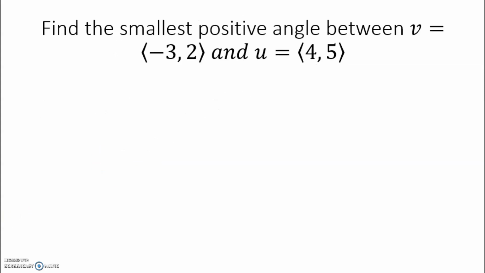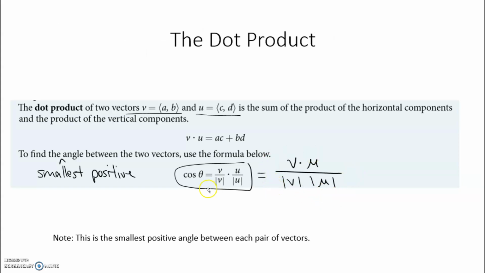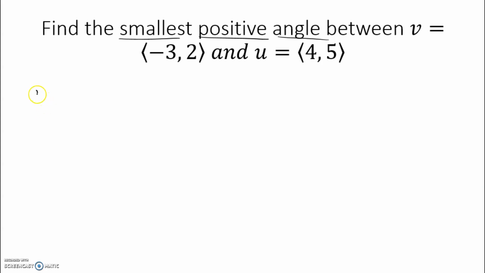Okay, and then let's find the smallest positive angle between these two vectors. So since I'm trying to find the smallest positive angle between two vectors, that means I'm going to be using this formula right here. Okay, or this one, either one, they're the same. So cosine of theta is equal to V dot U divided by the absolute value of V, or the magnitude of V, times the magnitude of U. Now most students forget this part right here, putting cosine of theta. Sometimes they just put theta. You have got to put cosine of theta in order for this to work.